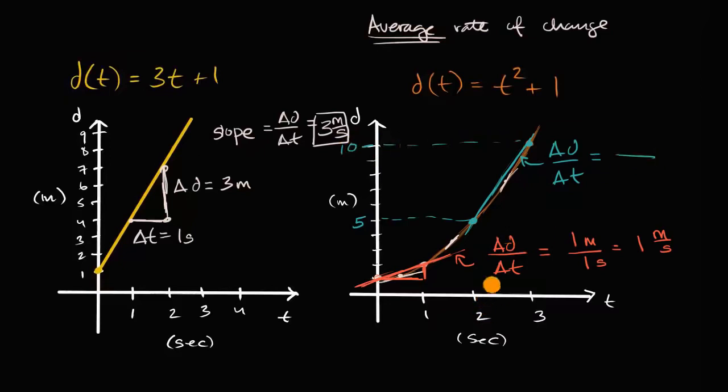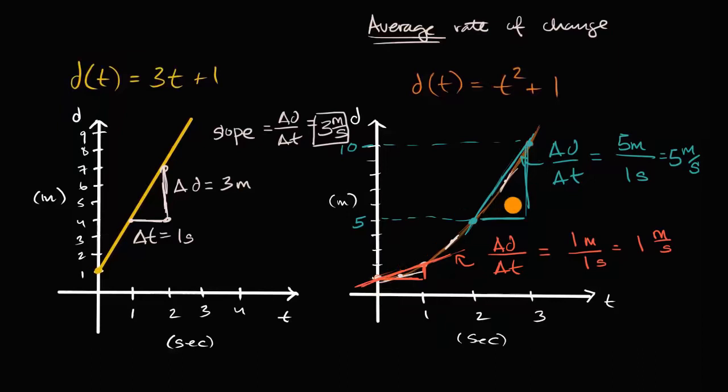Our change in time is pretty straightforward. We've just gone forward 1 second. And our change in distance, we go from 5 meters to 10 meters, is 5 meters. So this is equal to 5 meters per second. This makes it very clear that our average rate of change has changed from t equals 0 to t equals 1, to t equals 2, to t equals 3. Our average rate of change is higher on this second interval than on this first one.